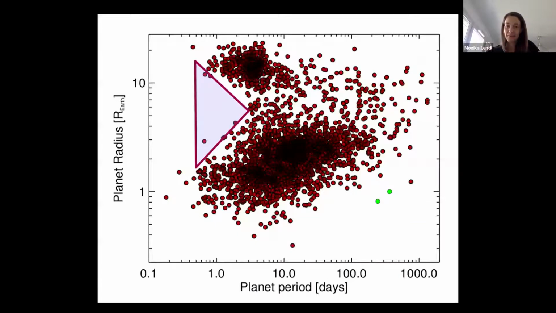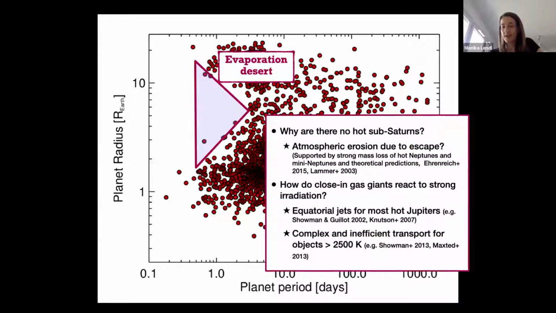The second characteristic of this distribution, I've swapped here the planet mass against the planet radius, is that in this triangle here, we call it the evaporation desert, there are no planets, or very, very few planets. So why is that? Why are there no hot subsaturns? Now, the most well-established belief here is that this is due to atmospheric erosion, because these planets that would have smaller masses and are located so close to the star, while being irradiated so strongly by their host star, they're simply not able to keep their gaseous envelope.